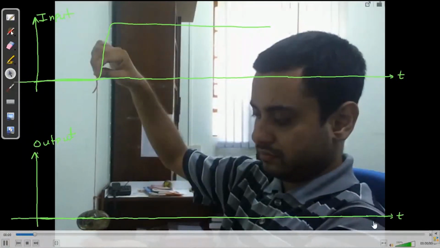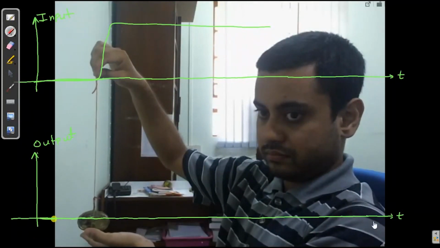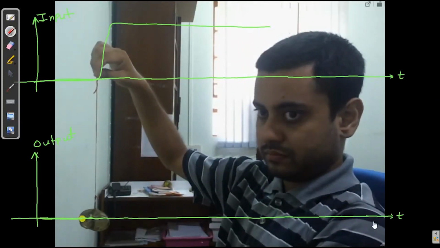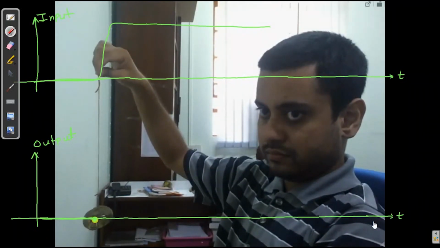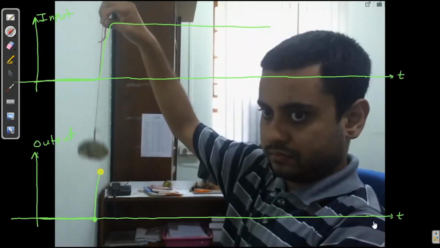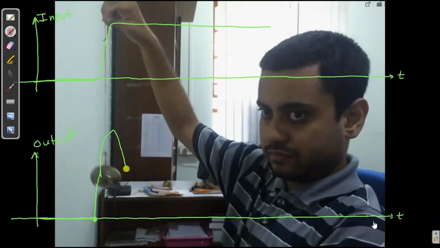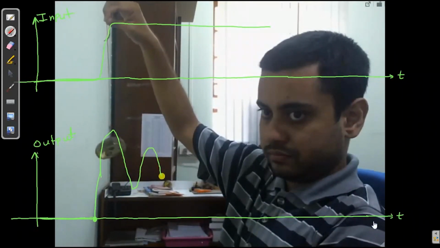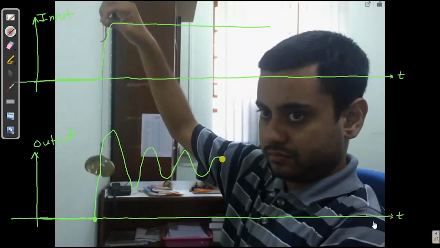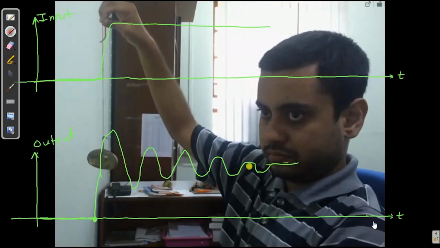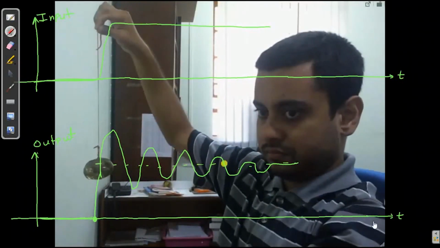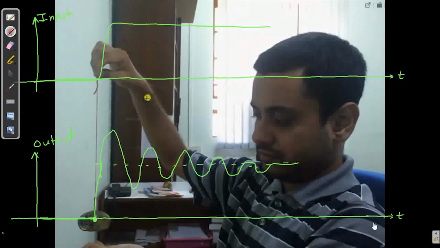Similarly, initially the output is 0 and it continues to be 0 until I give the input, and when I give the input at this point of time, then you shall see this paperweight goes up and then comes down and then goes up and down and up and down, and it oscillates for a while and finally it settles down to a height which is here. This is an example of a mechanical system with one input and one output.